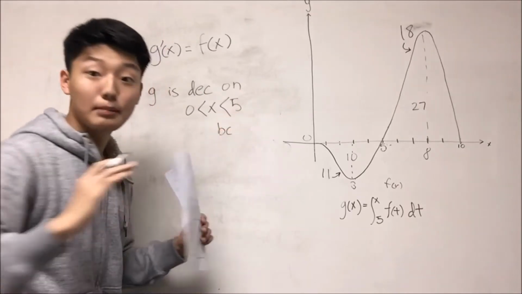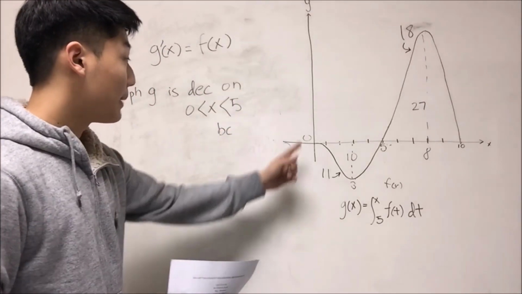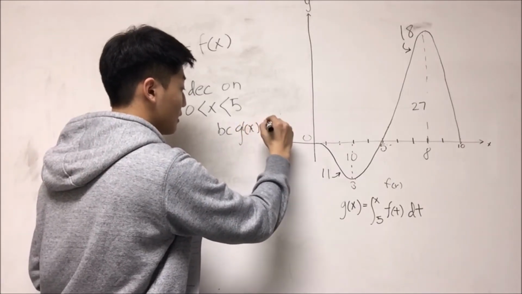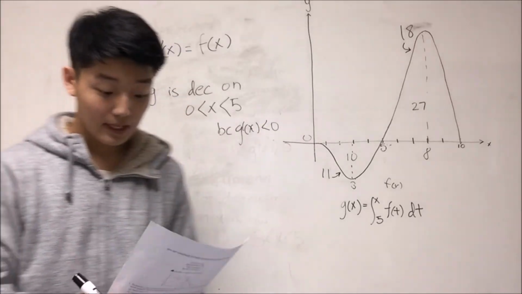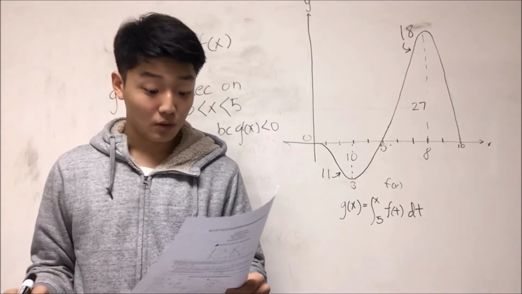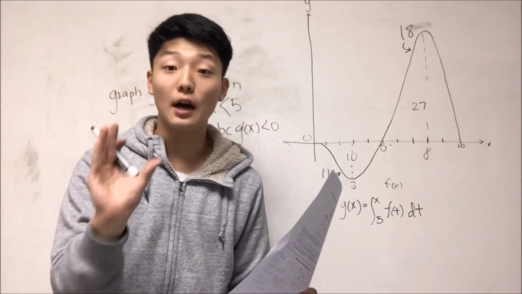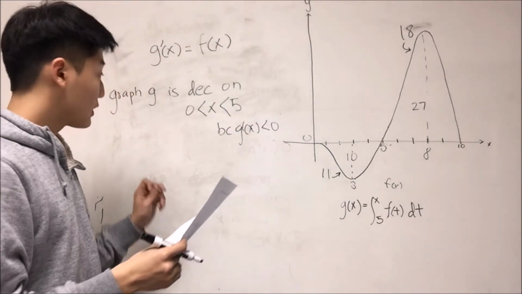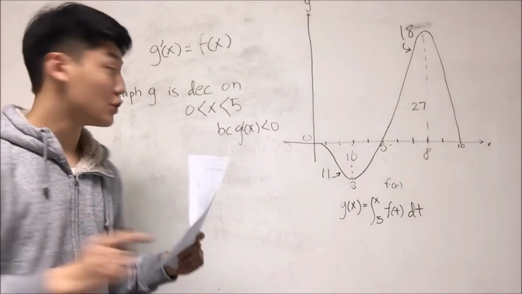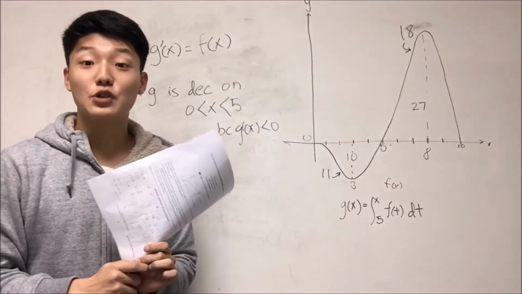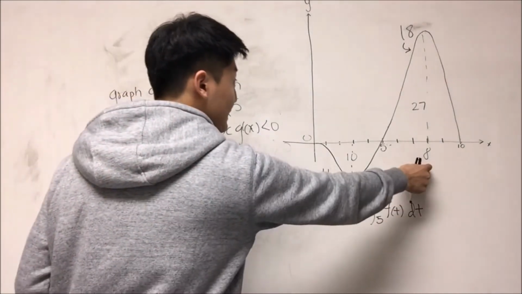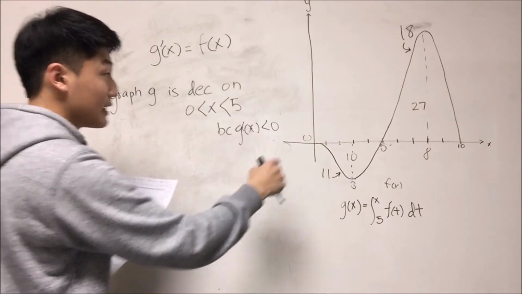Because we have to explain the reasoning, like I said, the value of g prime x is less than 0. Now the next part is, on what interval, if any, is the graph of g concave up? For a function to be concave up, its derivative, g prime x, the slope of g prime x is increasing. That means on the interval 3 to 8, the slope of g prime x is increasing.